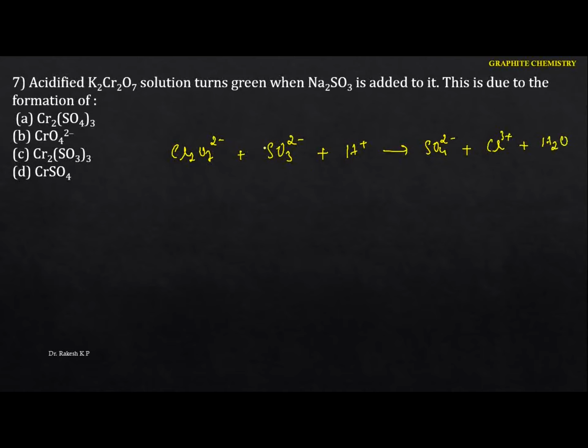Now I'm going to balance this one. Here it is 3, here 8, here 3, here 2, and this is 4. Now these combine to form chromic sulfate, Cr2(SO4)3. Because of the formation of this compound, you get the green color. Hence in this case the option is A. Okay, next one.